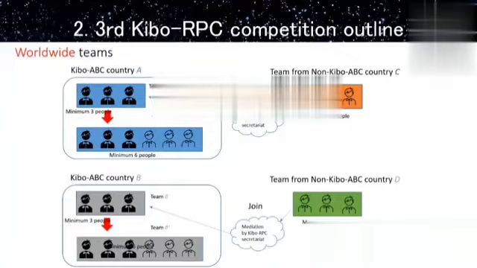I would like to introduce a new feature of the Kibo-RPC, Worldwide Teams. A worldwide team is a new team created to accept participants from non-Kibo-ABC countries. They form a team of 3 or more people and send a request for a joint team to the Secretariat. The Secretariat will notify each team that a request for a joint team has been made.